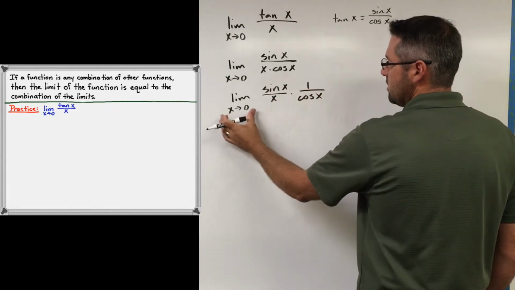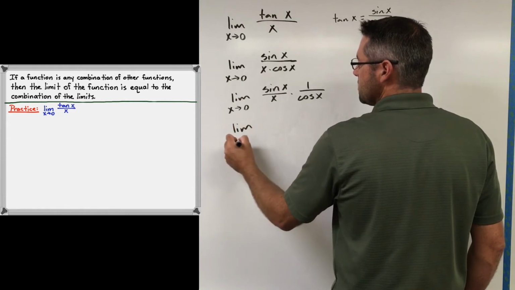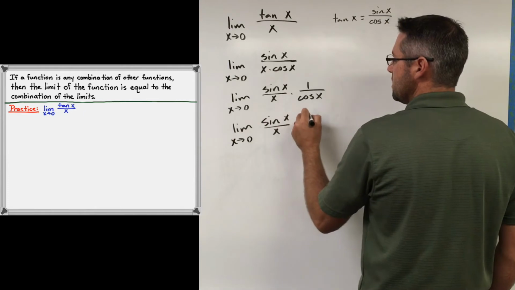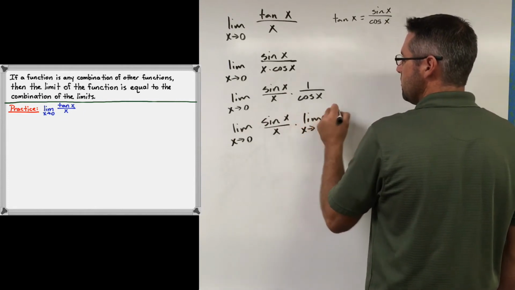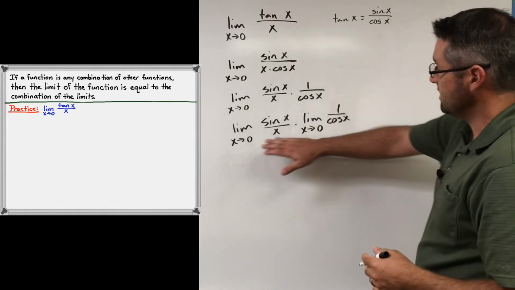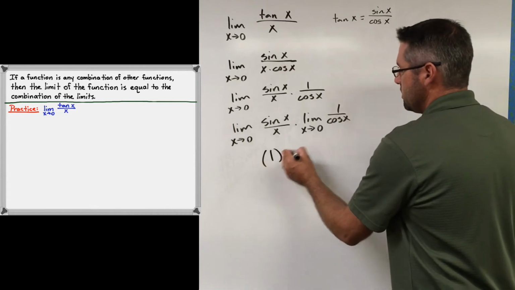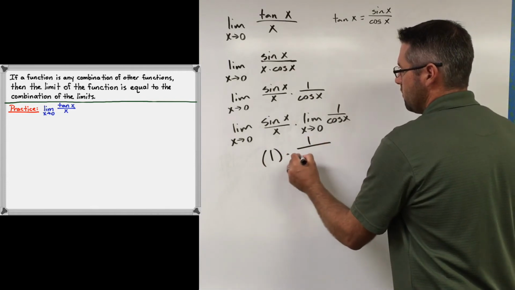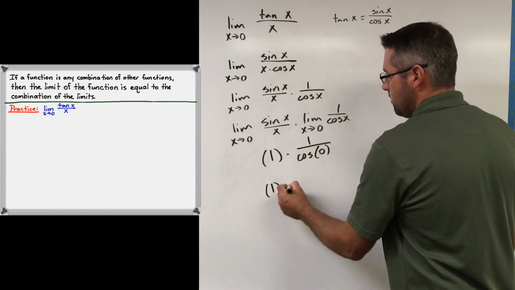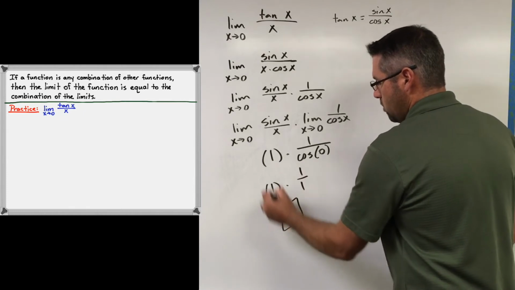So we're taking the limit of this product, and now we can say the limit as x approaches 0 of sine of x over x times the limit as x approaches 0 of 1 over cosine of x. And then we know that this guy right here is 1, so we can replace that. And then this one, well, we're going to just substitute and see what we get. 1 over cosine of 0. And cosine of 0 is 1. So 1 over 1. And so 1 times 1 is 1.